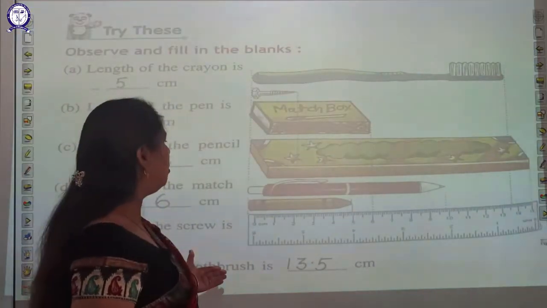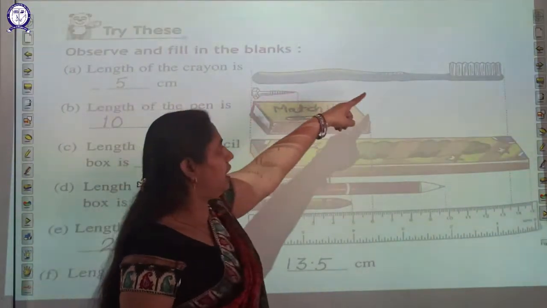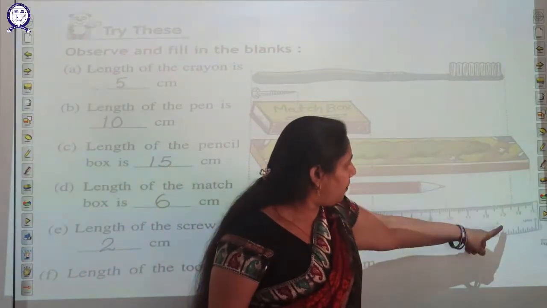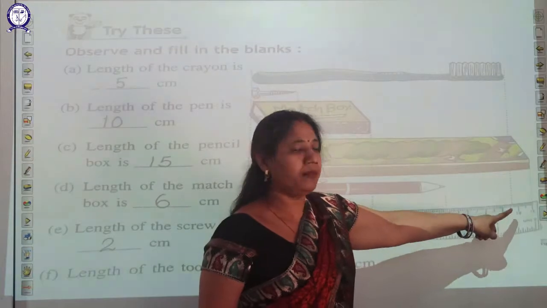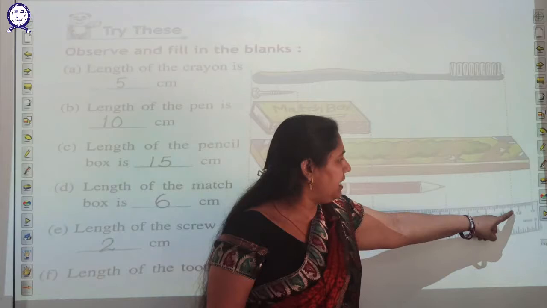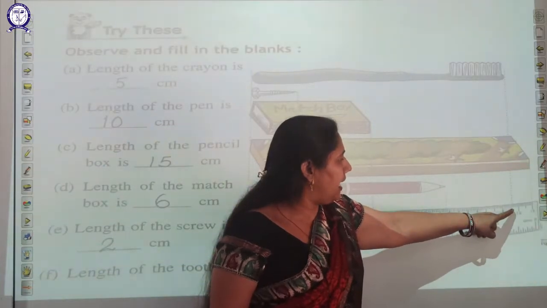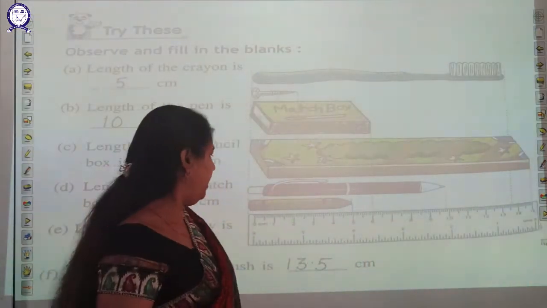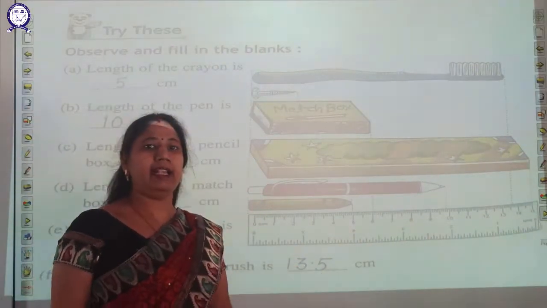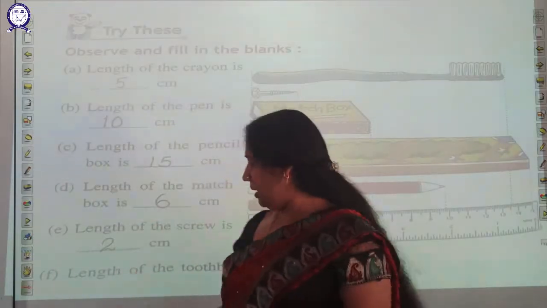Now last is the toothbrush. You have to see the toothbrush. You have to follow the dotted line up to 13 point 5. In between the two numbers there is a mark, so that is 0.5. So the toothbrush is 13.5 centimeters. Come to the next.